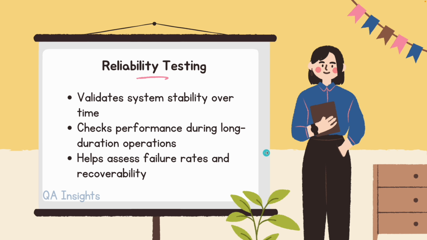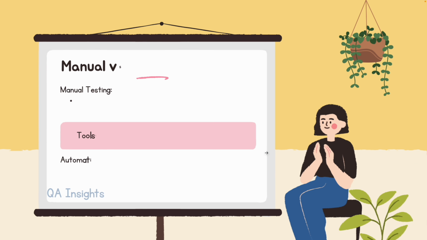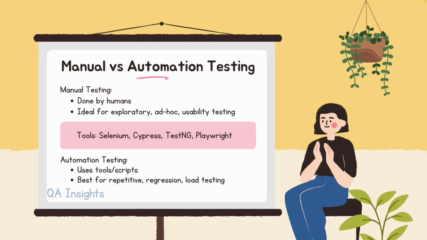Now, we will look at manual testing versus automation testing. Manual testing is the process of executing test cases without using any automation tool. It's ideal for exploratory testing, usability checks, and test cases that require human judgment or creativity. Testers use their domain knowledge and insights to find issues that automation tools may miss.